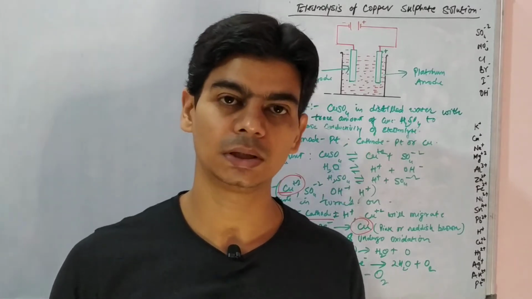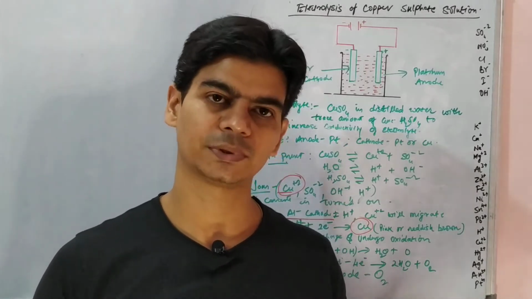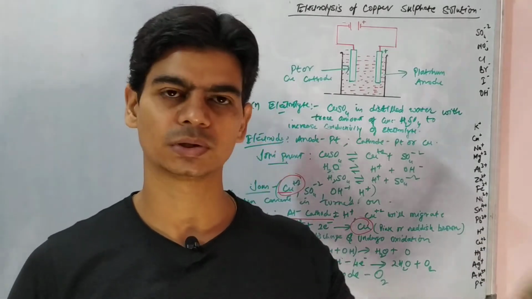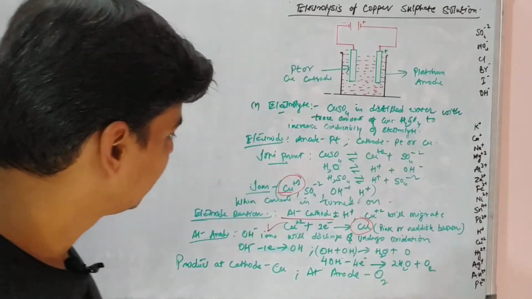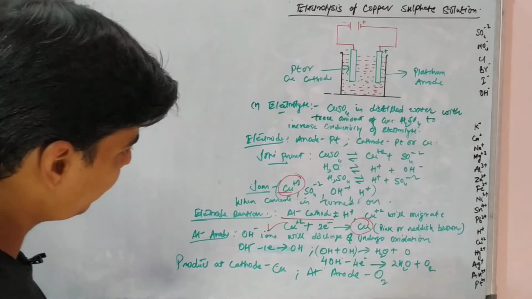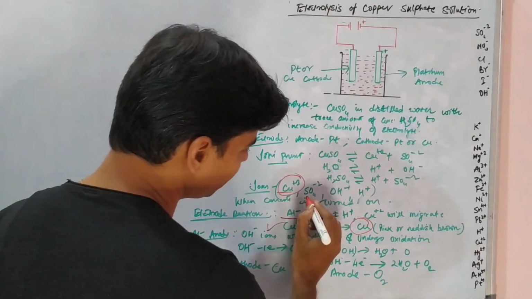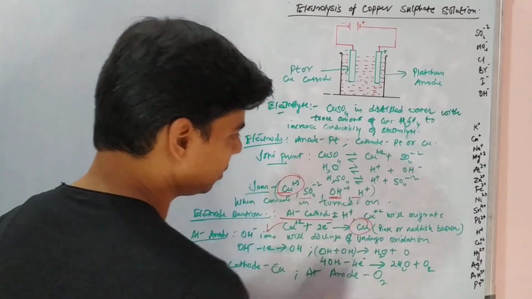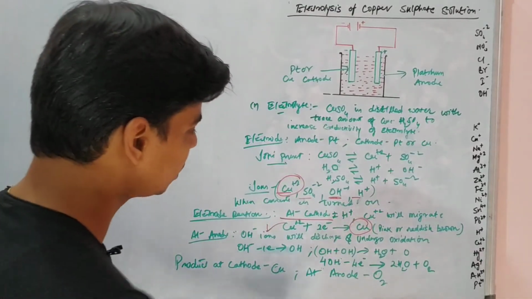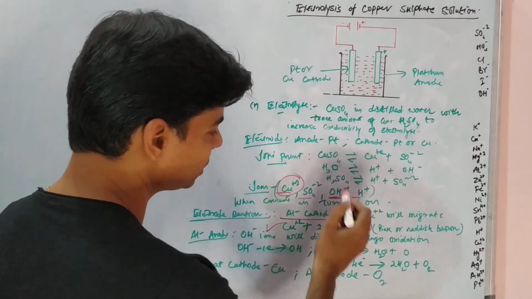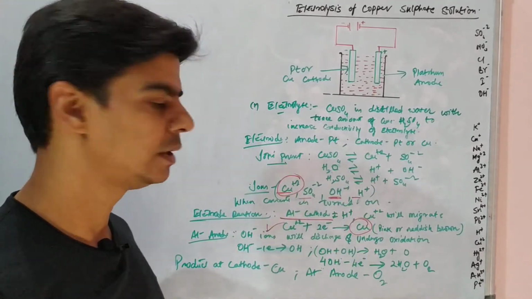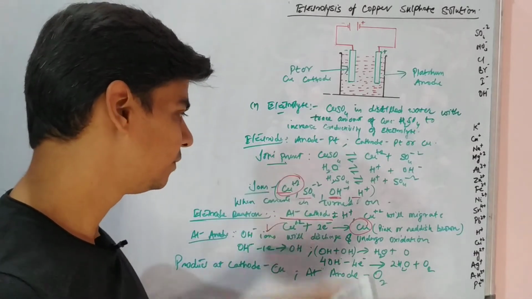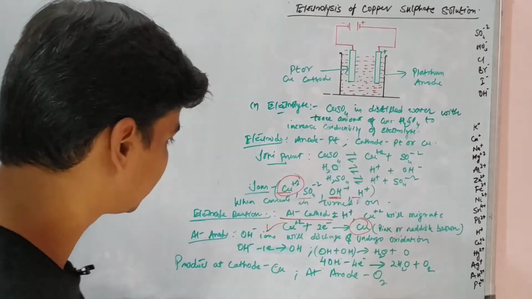From blue it will turn colorless. Why? Because of the absence of copper ions. And where have the copper ions gone? Copper ions are deposited at the cathode. And eventually, when copper ions finish, electrolysis of water will start. Because if you recall, hydrogen, hydroxyl and sulfate ions were present in the electrolyte during electrolysis of copper sulfate. So when copper ions finish, electrolysis of water will start.